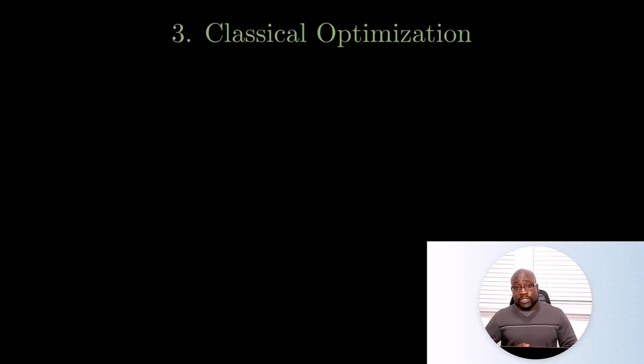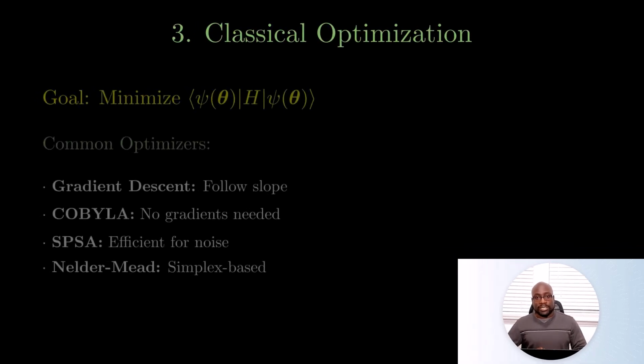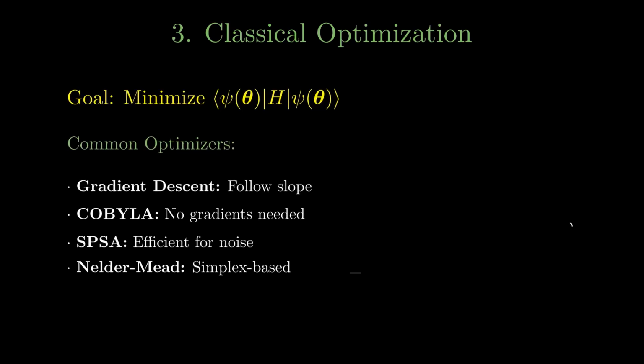After measuring the quantum state and estimating the energy expectation value, we use a classical optimizer to propose new theta parameters. The optimizer's job is to find parameter values that minimize the expectation value of the Hamiltonian.